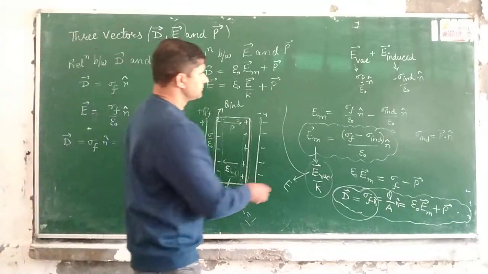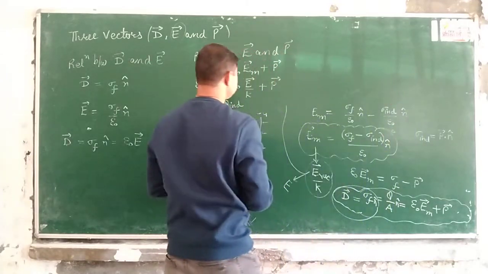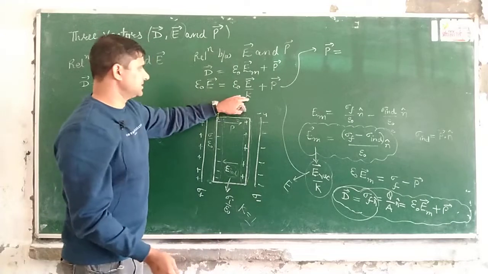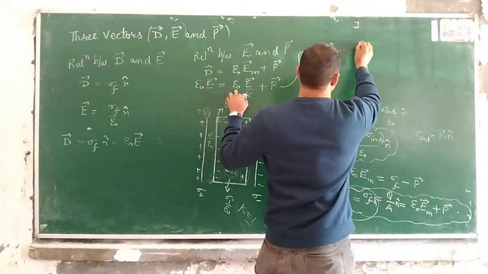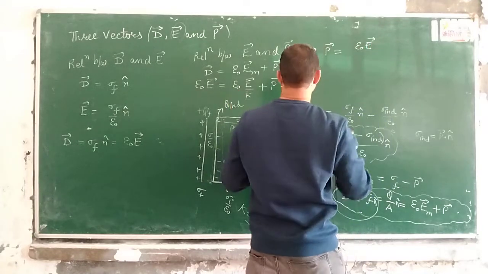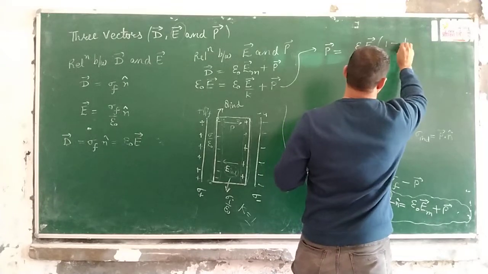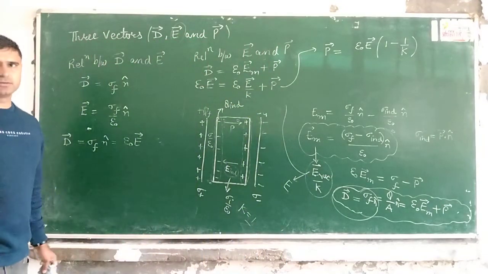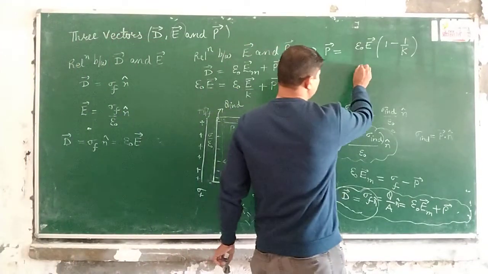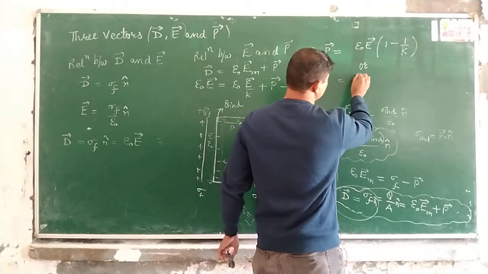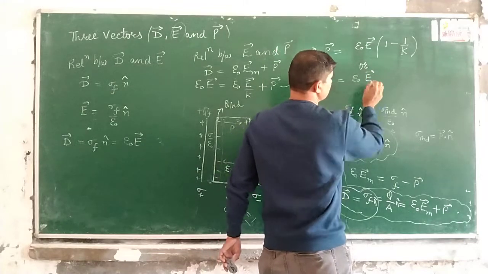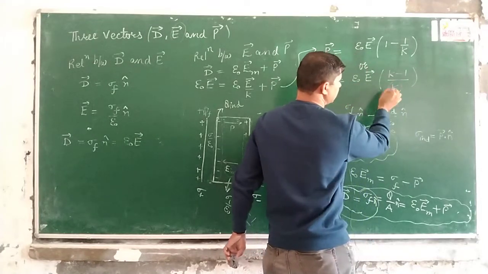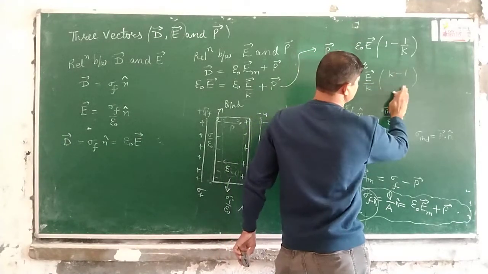So if you rearrange this equation, then you will get vector P. Take this factor on another side, then you will get epsilon node vector E, and then you have 1 minus 1 by K. So this is how you can write vector P. Or you can write this equation, if you take the LCM of this factor, then you will get E in the air medium divided by K, into K minus 1, and if you take K here, then you will get this relation.